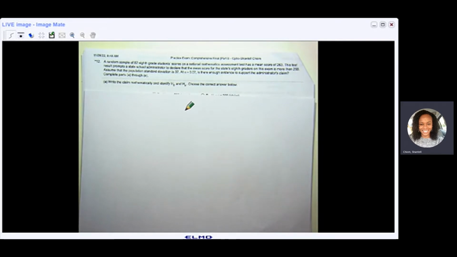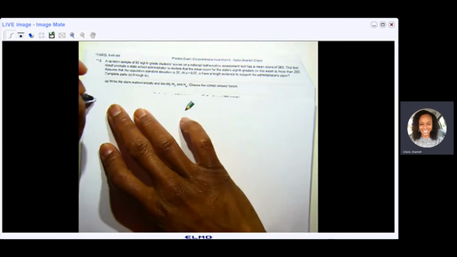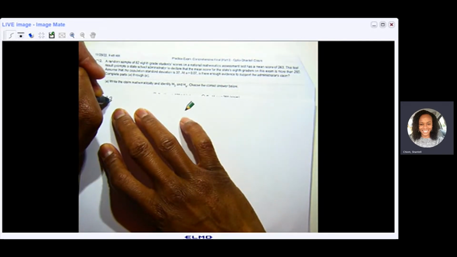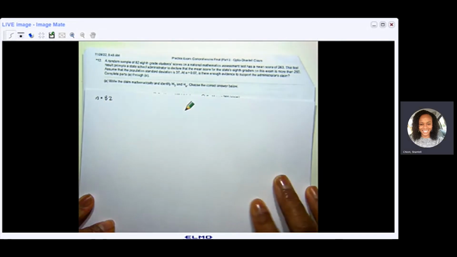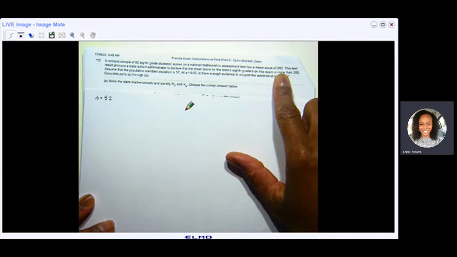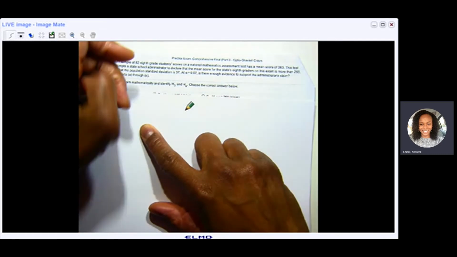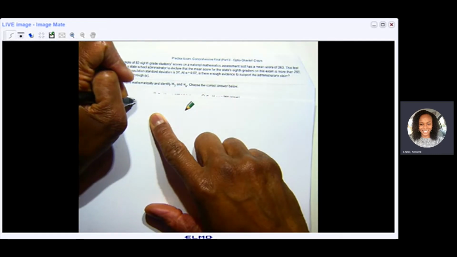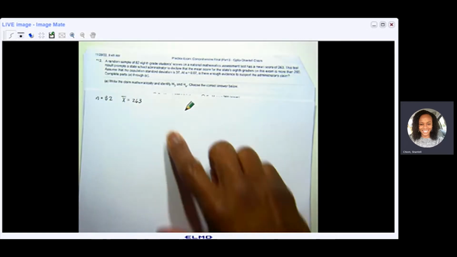So we're talking about the sample scores. Sample of 82, so I'm going to put 82 here. Had a mean score of 263. So we're talking about the mean from that sample. So that's X bar. This 263, that's X bar.